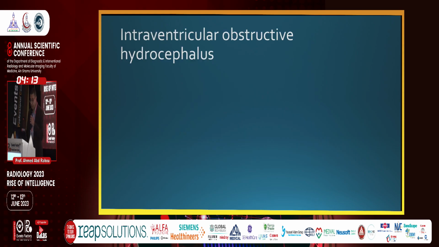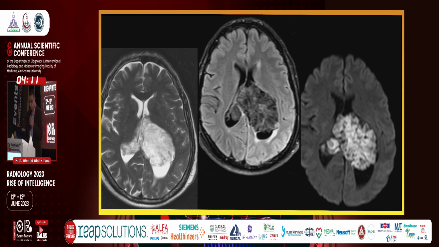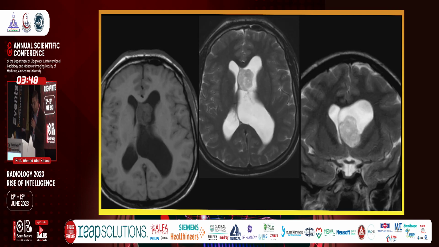So the first group is intraventricular obstructive hydrocephalus. We have here an intraventricular tumor. It's a very big tumor. It's occupying the lateral ventricle and encroaching on the foramen of Monro, causing obstruction. It elicits a high signal on T2, a dirty appearance on FLAIR, which is characteristic, and diffusion restriction, it's high. So we are talking about an intraventricular epidermoid cyst.